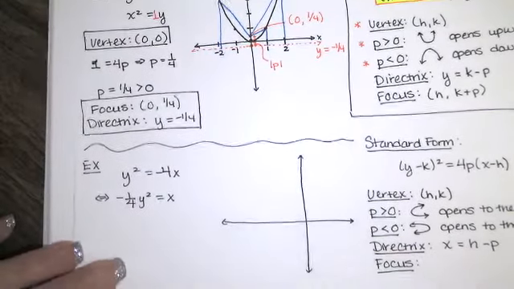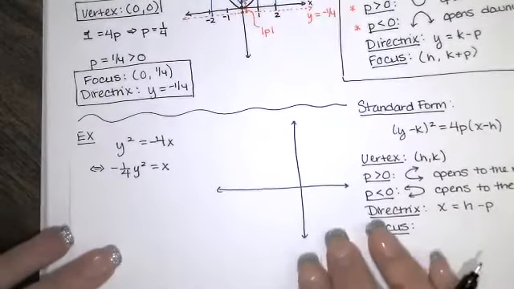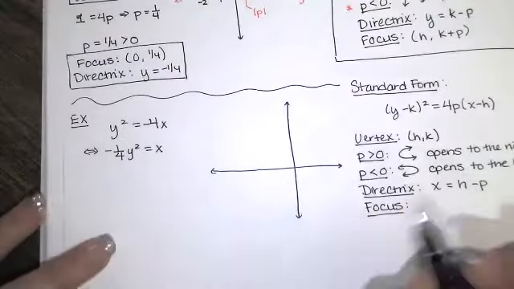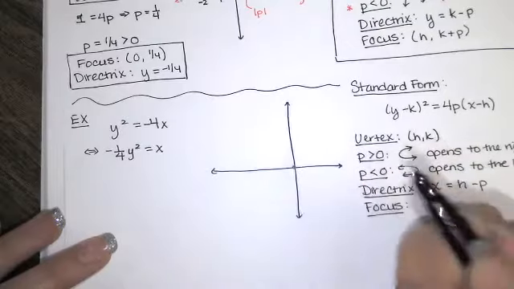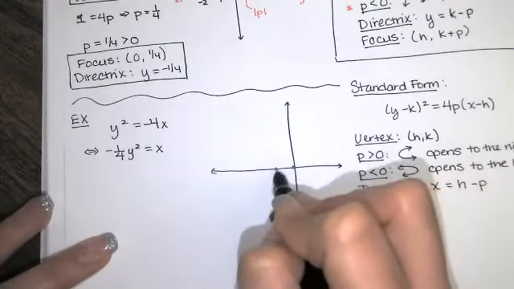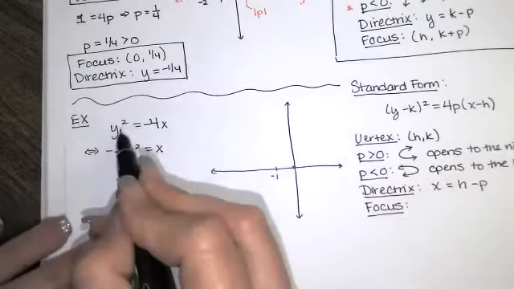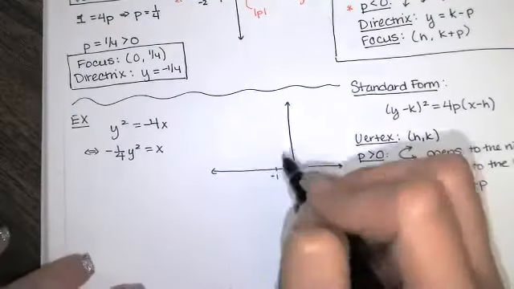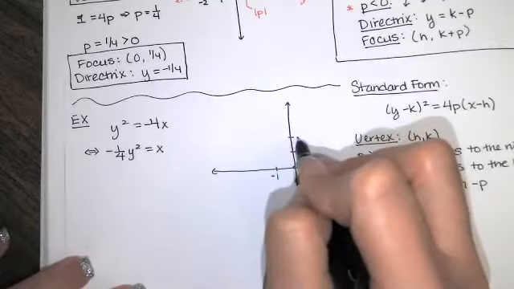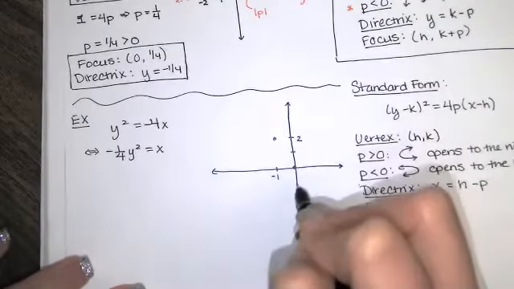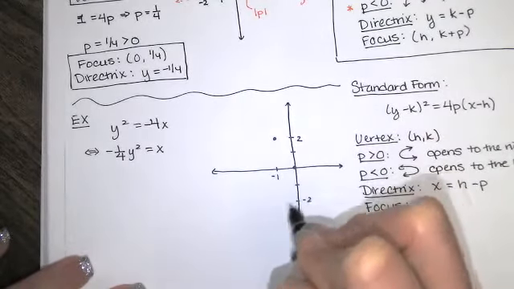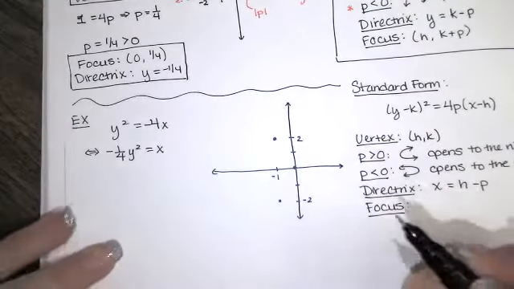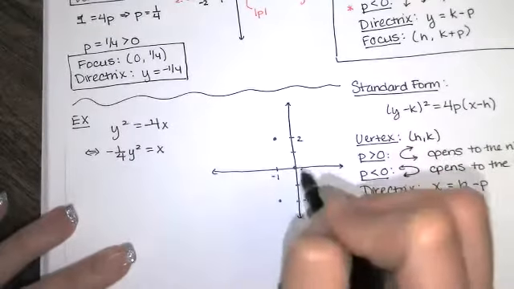But I think we can all see that when x equals 0, y equals 0, and when x equals -1, y squared equals -4 times -1, which is positive 4. So y is going to be either 2 or -2, because 2 squared is 4 and -2 squared is 4. So our parabola looks like this.